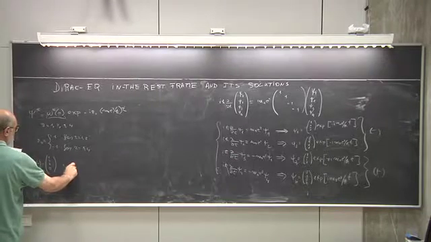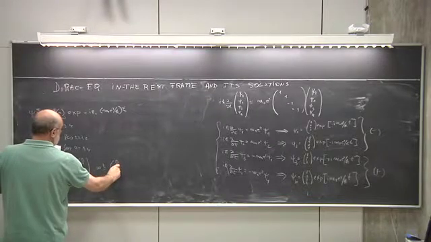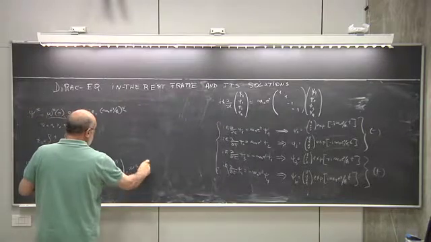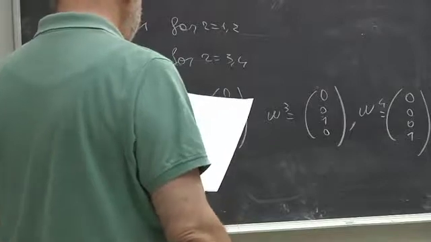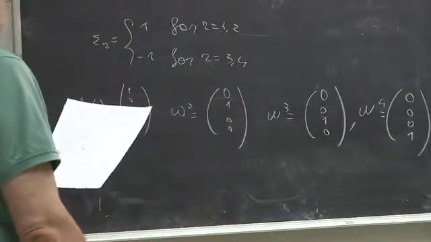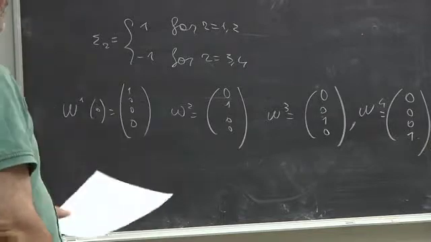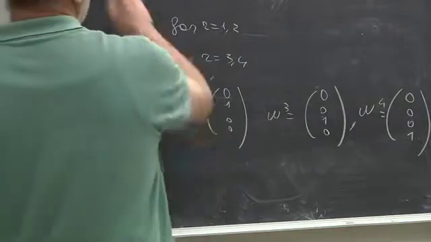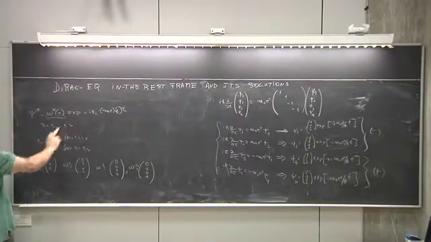Omega 2 is 0, 1, 0, 0; omega 3 is 0, 0, 1, 0; omega 4 is 0, 0, 0, 1. These are called basic spinors. They are easy to remember, at least this is a compact form. You don't have to write all four, just put this index.